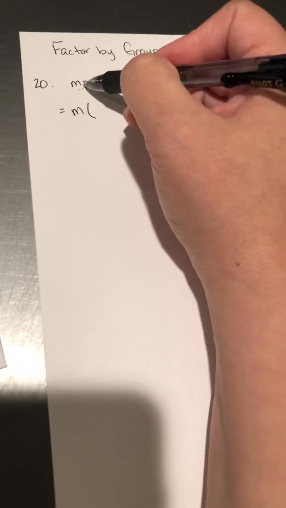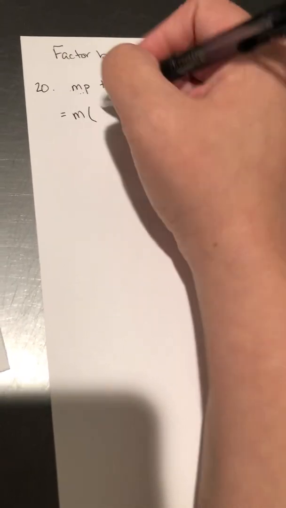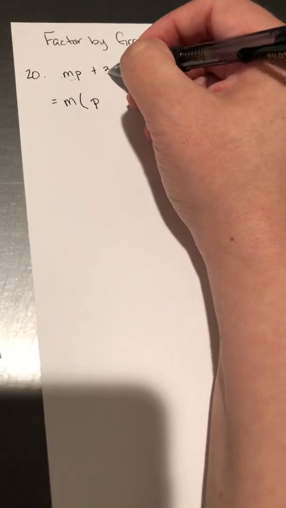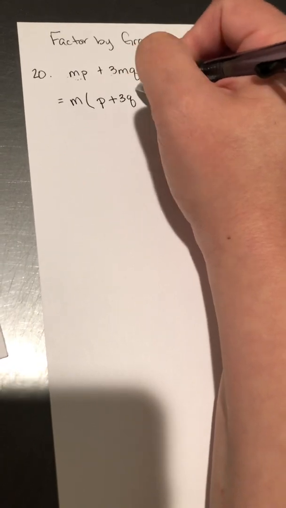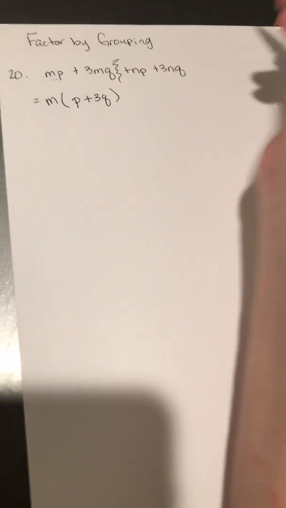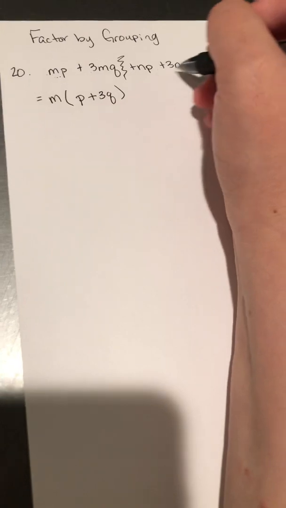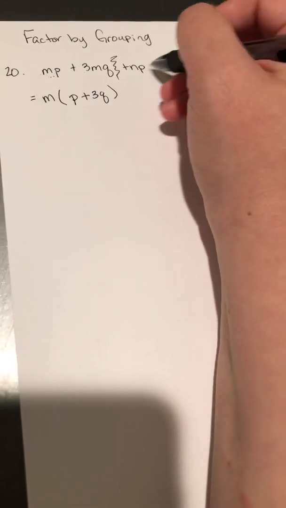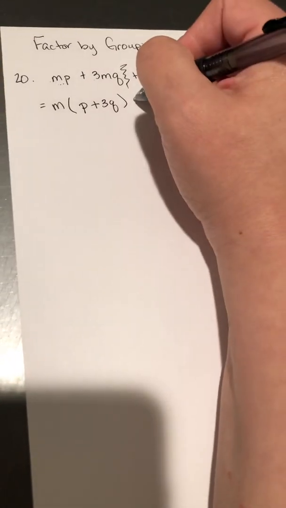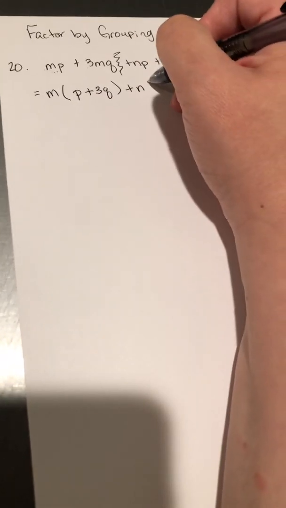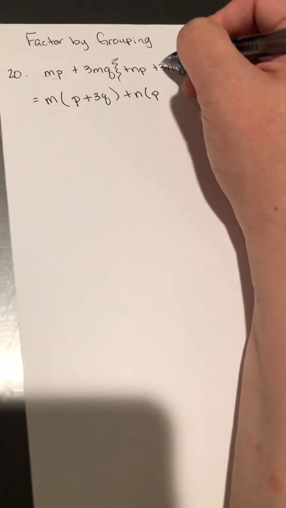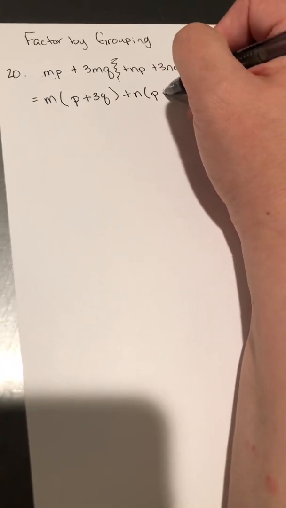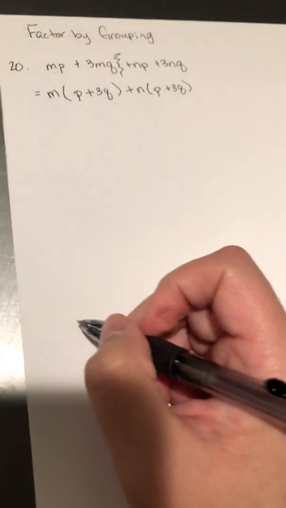So I can factor out an M. If I've got MP and I've factored out M, I'm left with a P. If I've got 3MQ and I've factored out an M, I've got 3Q left. Okay, then I want to factor out my greatest common factor on this group here. So NP plus 3NQ. They have an N in common. If I factor an N out of NP, I'm left with P. And if I factor N out of 3NQ, I'm left with 3Q.